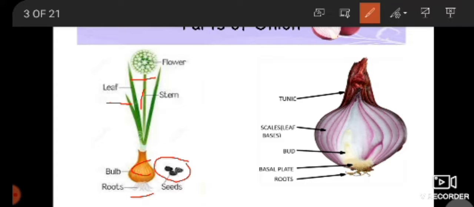Then now let's talk about the parts of the bulb onion. First is the tunic, which is formed of several layers. As we can see, if we cut it, these layers are concentric succulent leaves. Then second is the scale or leaf bases. Then this is the bud of the onion. Then next is the basal plate. Then last is the root.